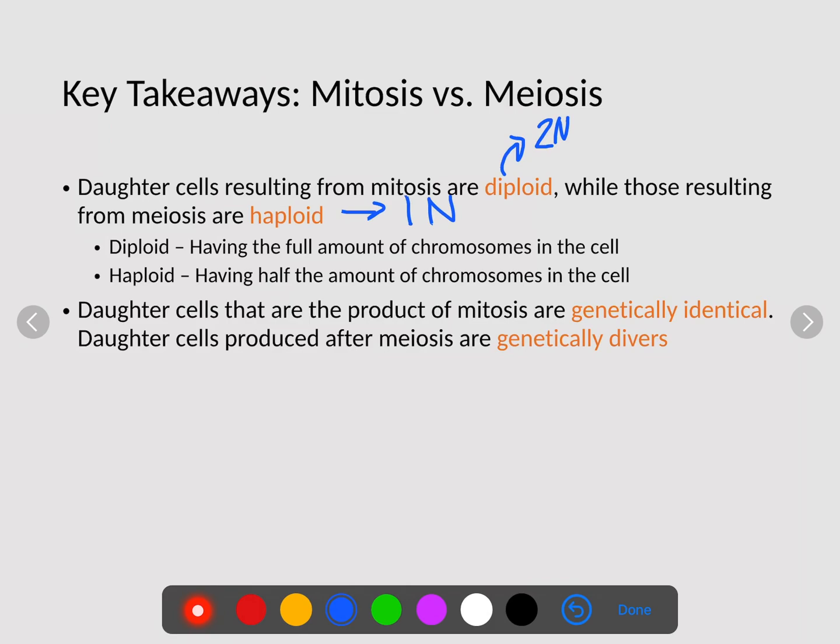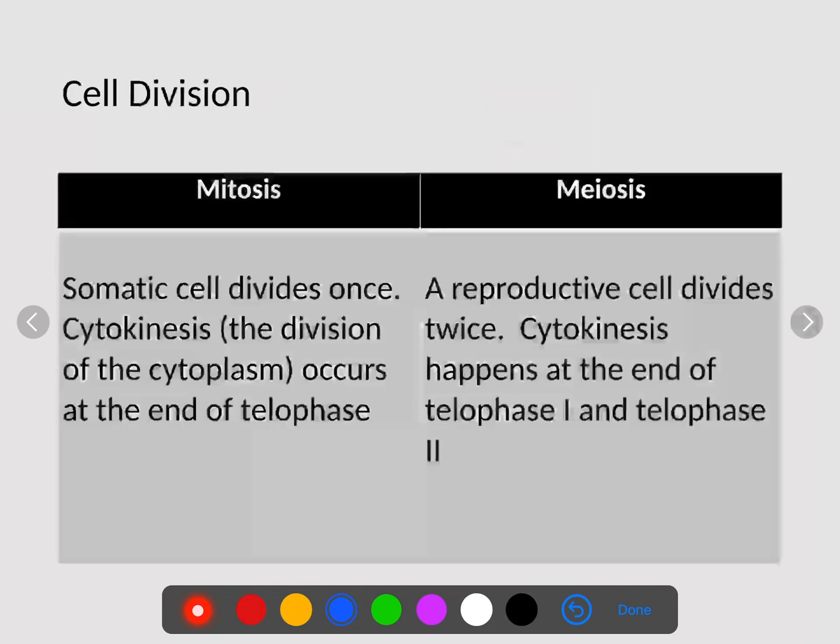Now, the daughter cells that are produced at mitosis, again, are genetically identical. They're almost like clones. They're making an exact copy. So meiosis is where we are producing our genetically diverse cells. This is how the variation in the human race is formed. So let's talk about this a little more in depth.